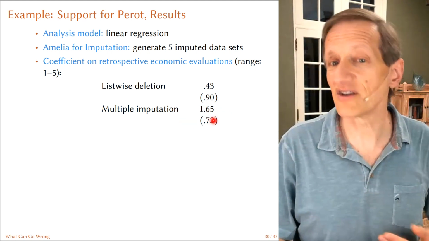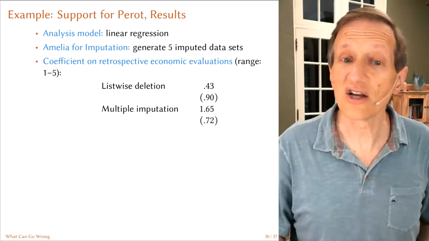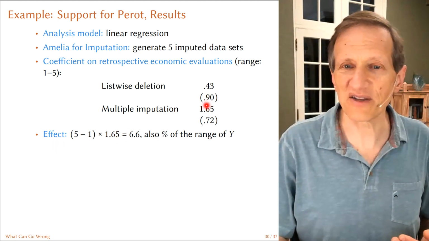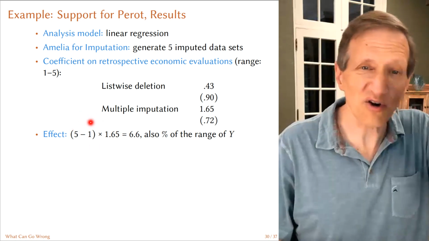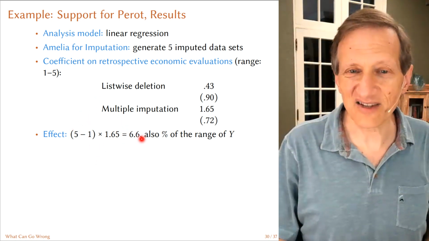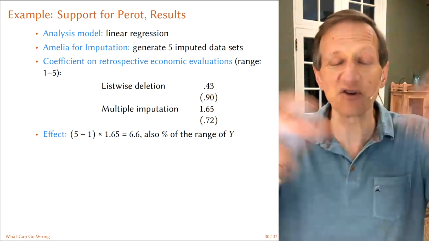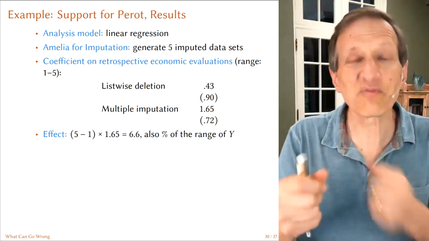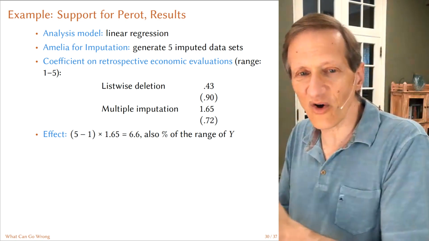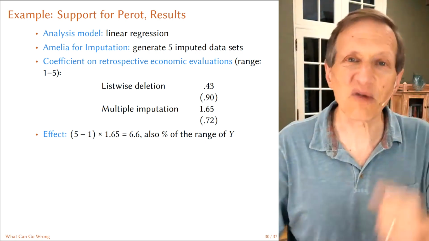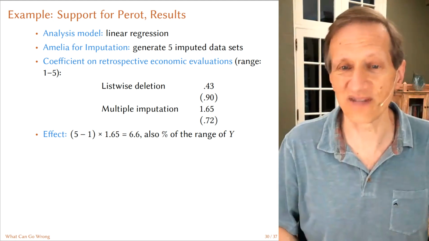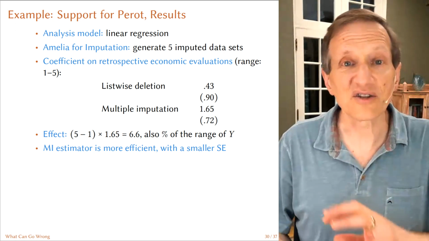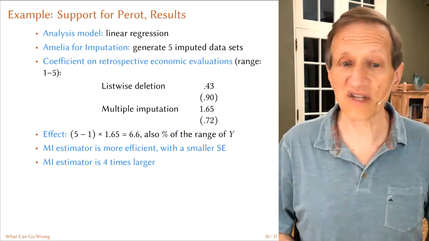With multiple imputation, it's a much bigger coefficient and actually a smaller standard error. The effect in going from 1 to 5, we just multiply this 1.65 by 4, because you go from 1 to 5, is 0.66, which is a percent of the range of y. So if retrospective economic evaluations move the whole range, you move the feeling thermometer for Perot by 6.6 points in his favor. So multiple imputation is more efficient, and it shows up with a smaller standard error.